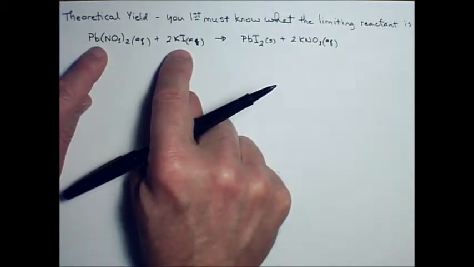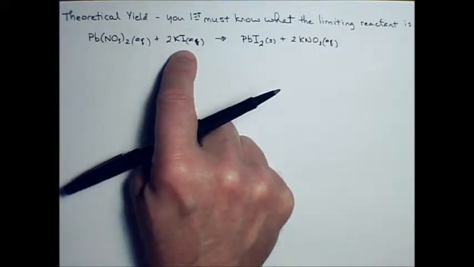By definition, I think I gave you this definition. The limiting reactant is the chemical that runs out first in the reaction and prevents the reaction from moving forward. Okay? You want me to write it down for you? Yeah.